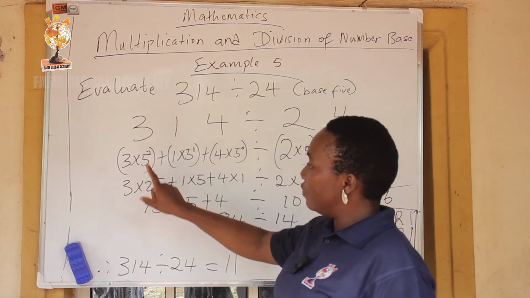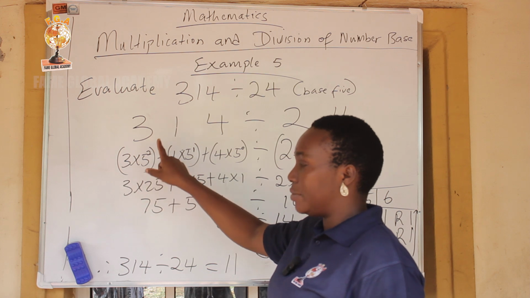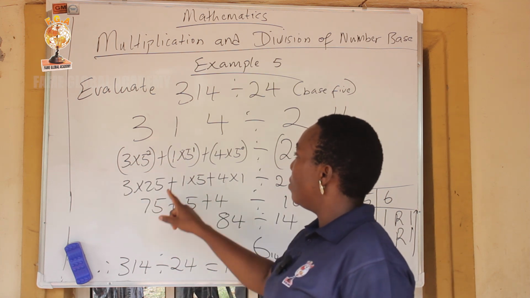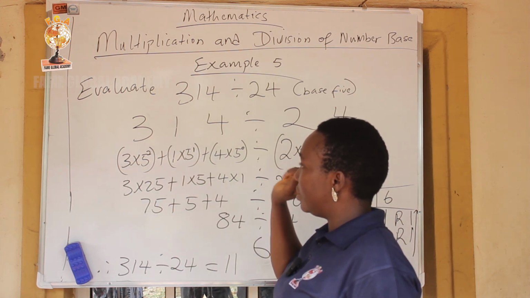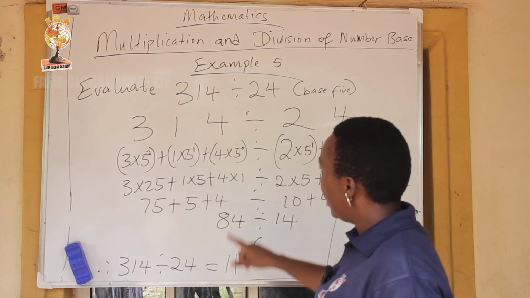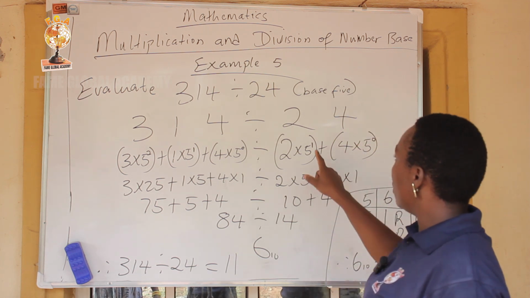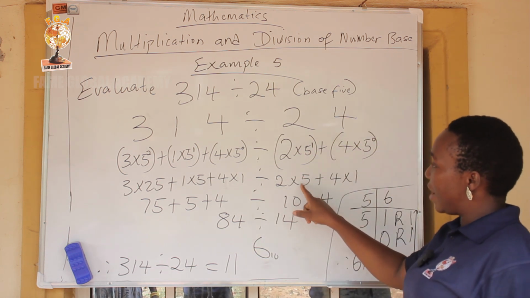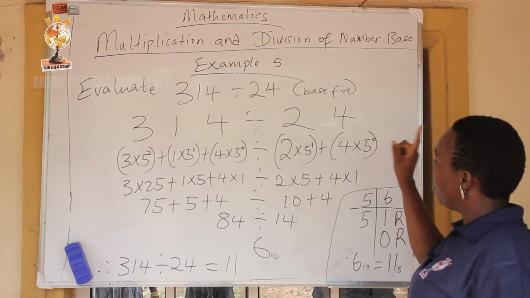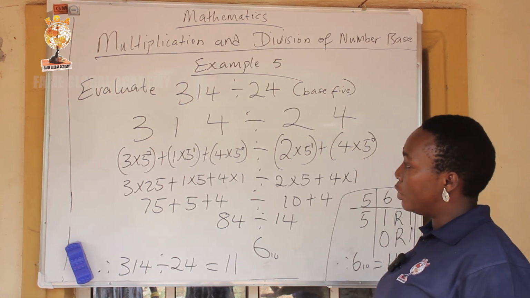This is 5 raised to the power of 2, which is 25. That's 5 times 5, 25 times 3, plus 5 raised to the power of 1 is what? 5. That's 5 times 1. Then 5 raised to the power of 0 is what? 1. That's 1 times 4. This is also 5 raised to the power of 1 is 5. 5 times 2. 5 raised to the power of 0 is 1. 1 times 4.